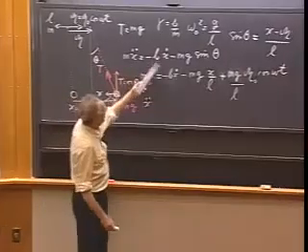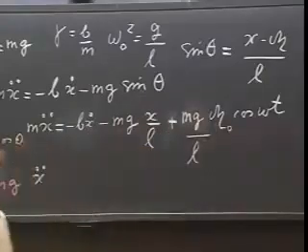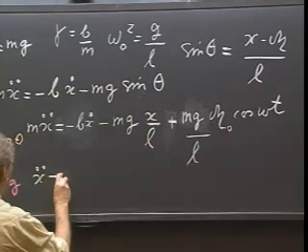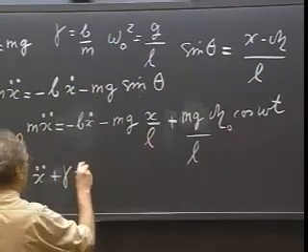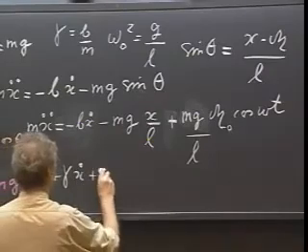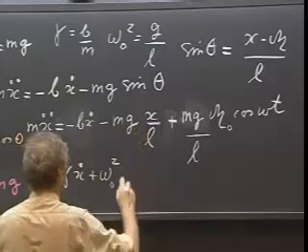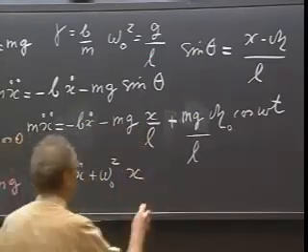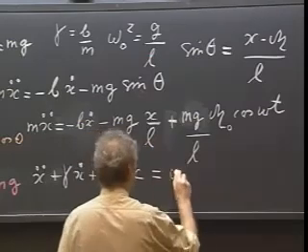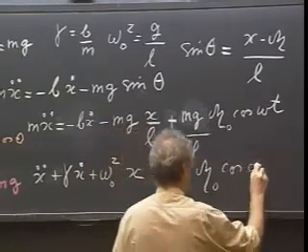M x double dot minus b x dot minus mg x over L, and then the minus and the minus becomes plus. All right, try not to sleep. So x double dot, now we get plus gamma times x dot, and now we get plus omega 0 squared times x, because g over L is omega 0 squared. So I divide the m out, and now I get equals omega 0 squared times eta 0 times cosine omega t.